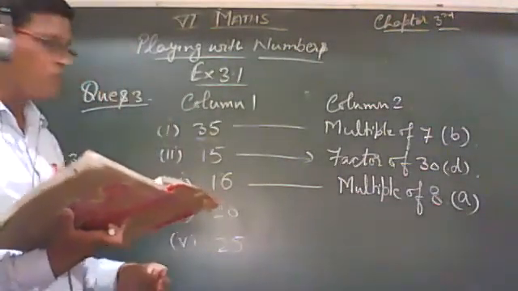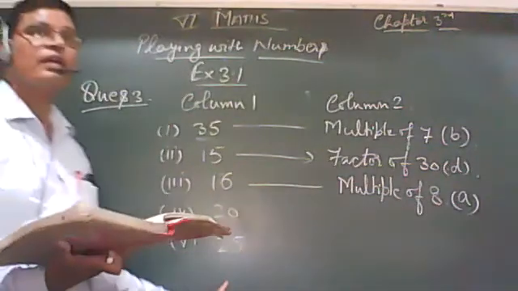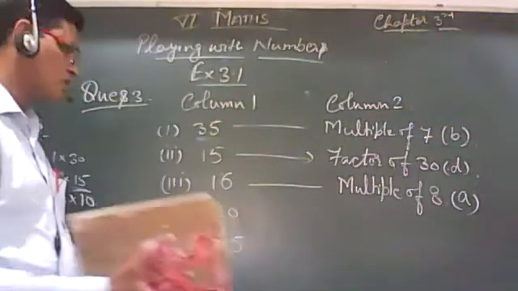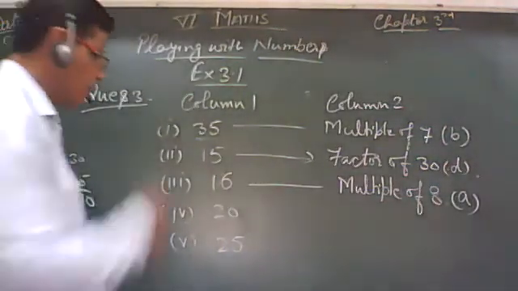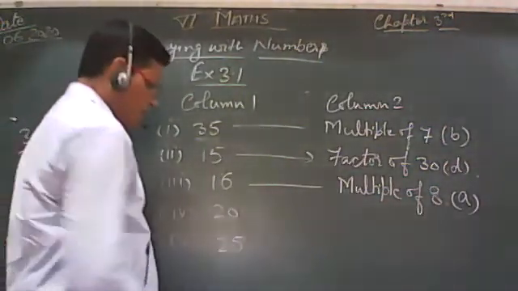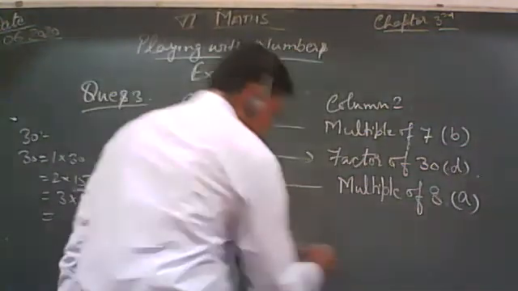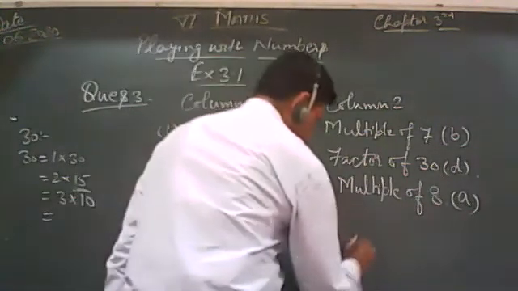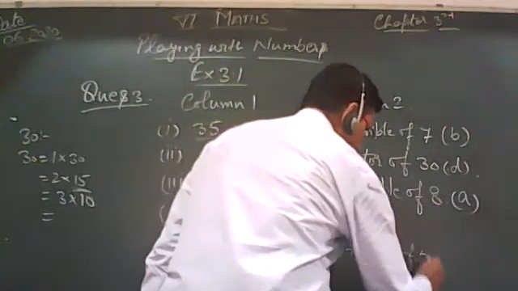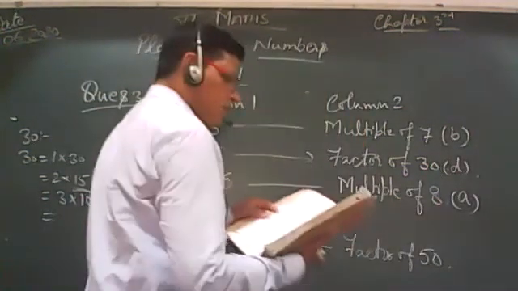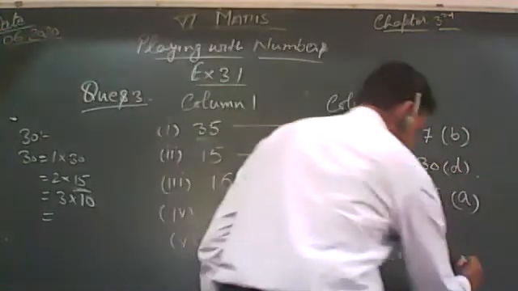E, factor of 50. Factor of 50 is 25, because if you divide 50 by 25, it is exactly divisible. 25 is the factor of 50, and this is the part E.